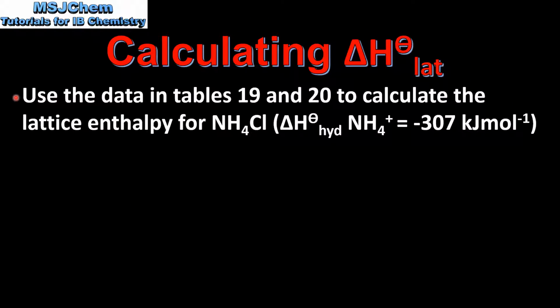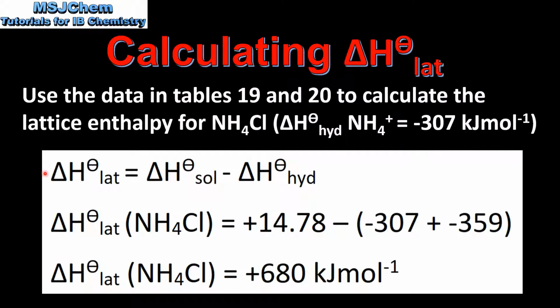In our next example, we'll use the data in Tables 19 and 20 to calculate the lattice enthalpy for ammonium chloride. The enthalpy change of hydration of the ammonium ion is negative 307 kilojoules per mole. By rearranging the previous equation, we get lattice enthalpy equals the enthalpy change of solution minus the enthalpy change of hydration. The enthalpy change of solution of ammonium chloride is positive 14.78 kilojoules per mole. The enthalpy change of hydration for the ammonium ion is negative 307 kilojoules per mole, and the enthalpy change of hydration for the chloride ion is negative 359 kilojoules per mole. That gives us a value for the lattice enthalpy of ammonium chloride of positive 680 kilojoules per mole.